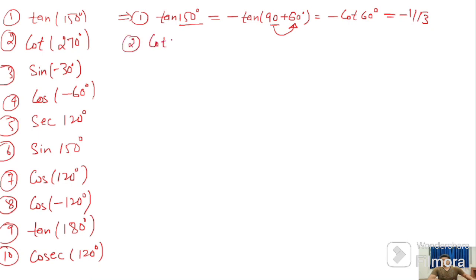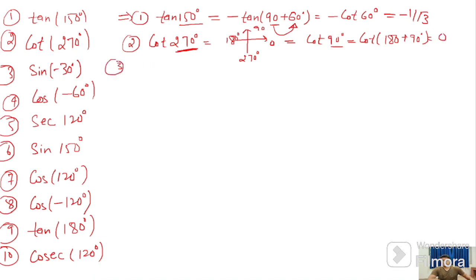Second, cot 270 degrees. You can see from here 0, 90, 180, this will be 270. So what is the value of cot 270? Cot on the y axis, like at 90 degrees: tan 90 is infinity, meaning not defined. So cot 90 will be, if you wonder how we consider this, we can write it as cot of 180 plus 90, which will be 0.